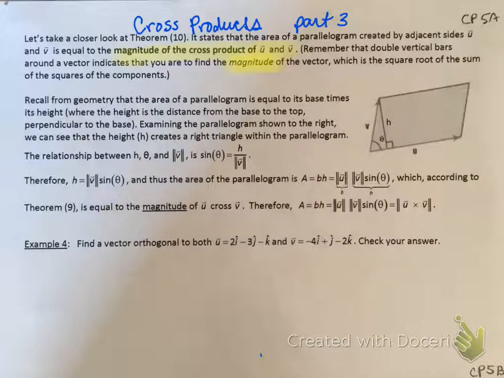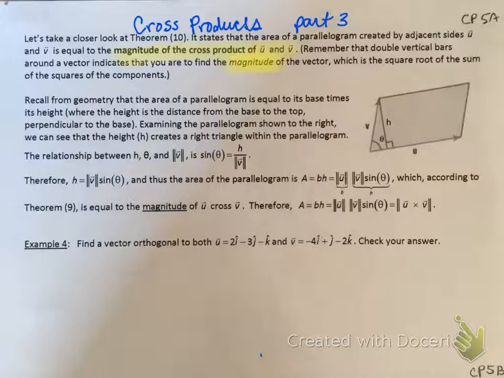So recall from geometry that the area of a parallelogram is equal to its base times its height, where the height is the distance from the base to the top, perpendicular to the base. Examining the parallelogram shown to the right, we can see that the height h creates a right triangle within the parallelogram. The relationship between h, theta, and the magnitude of vector v is sine theta equals h over the magnitude of v. So, once again, opposite over hypotenuse, right?